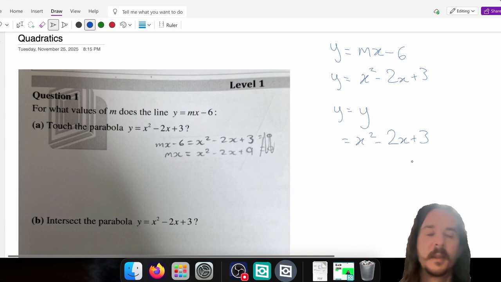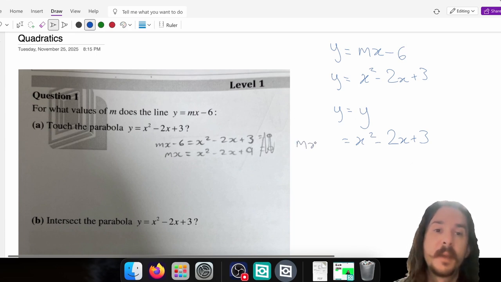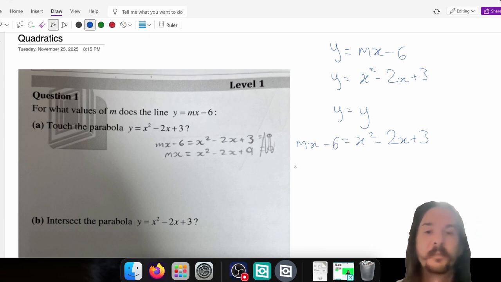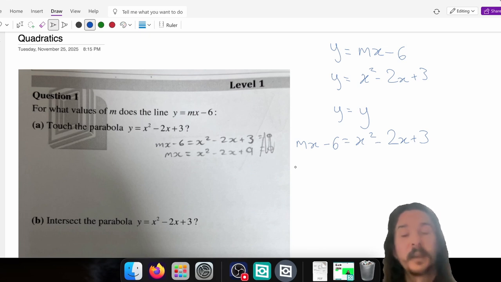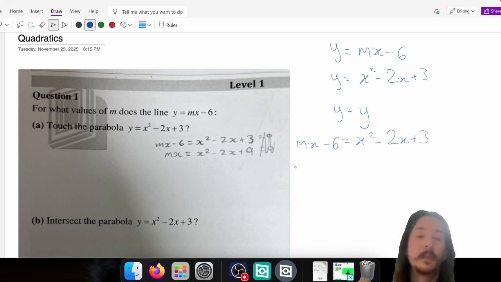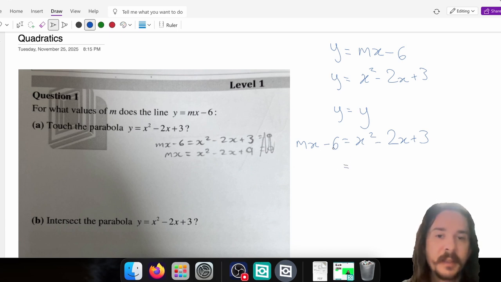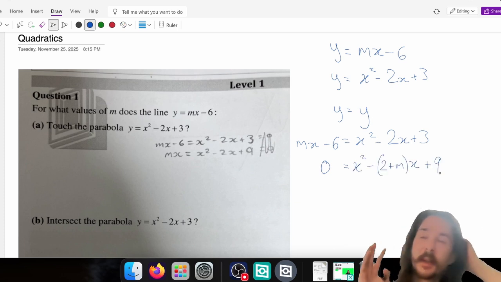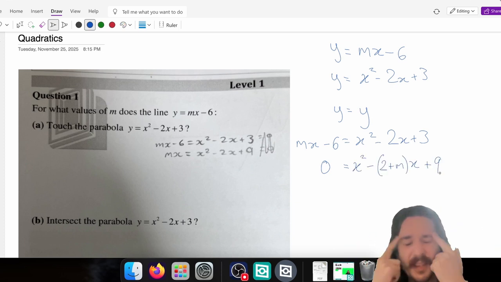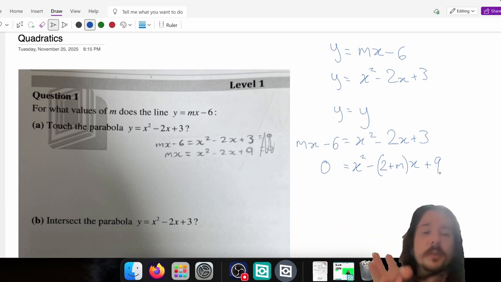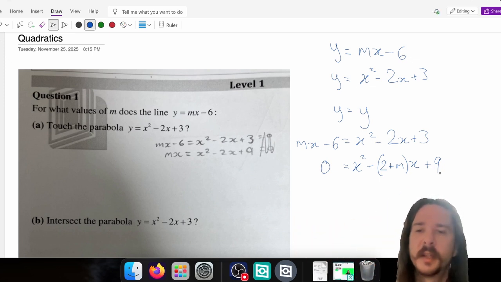Okay, so this means we have y equals y, so mx minus 6 is equal to x squared minus 2x plus 3. Now that probably looks scary and confusing. You're like, but before it was equal to 0 and that made it easy. So let's make it equal to 0. So we add the 6 to both sides, we subtract the mx from both sides. We're going to get that factorization, the 2 plus m. I did that kind of quickly in my head, but if you move it across and factorize, you're going to realize that that's pretty easy to understand.